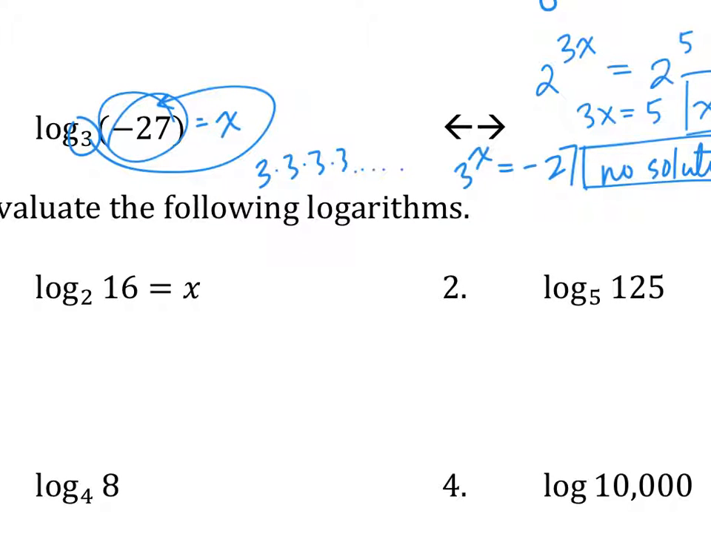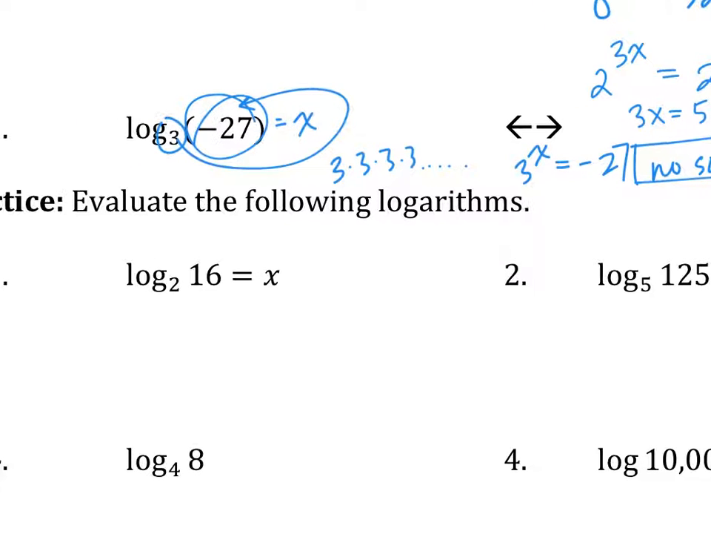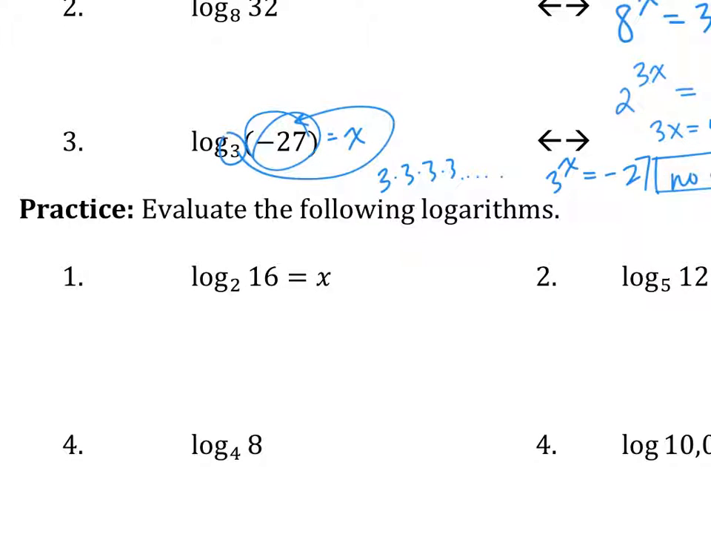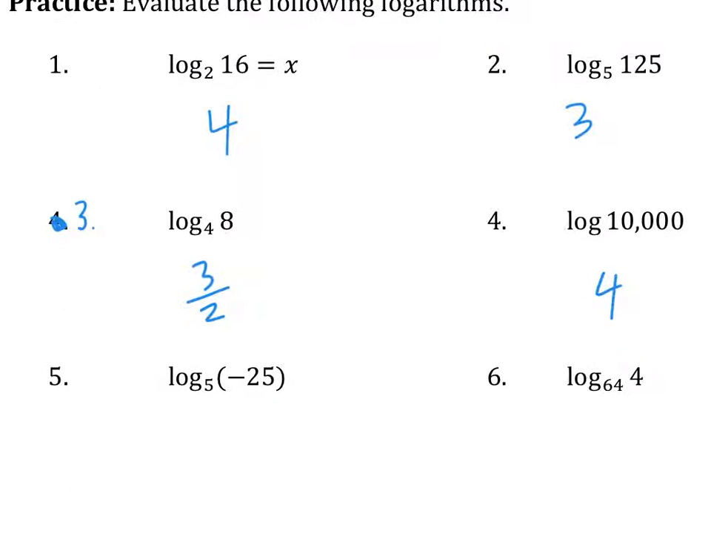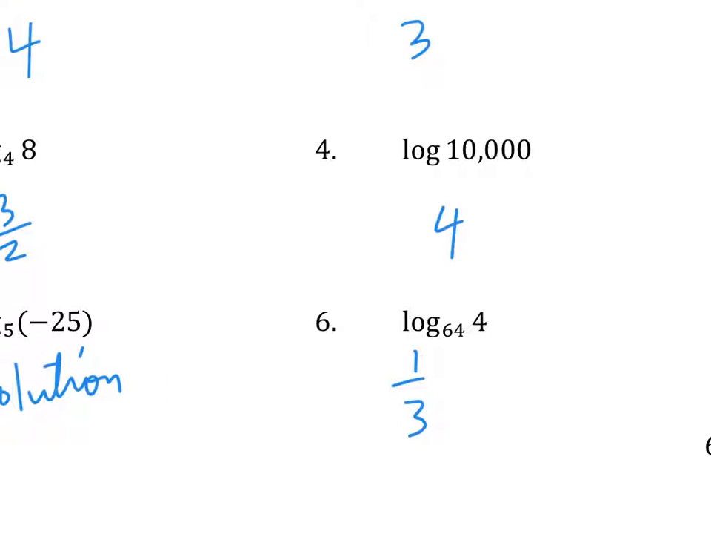All right, let's have you guys do 1, 2, 3, 4. Oh, I'm sorry, that's 1, 2, 4, 4. Number 1 is 4. Number 2 is 3. Number 3 is 3/2. Number 4 is 4. Number 5 is no solution. And number 6 is 1/3. Any questions? Yeah, 6. So 64 to the what is 4? We can change both of them to a base of 4. It might be faster that way. 4 to the 3x is equal to 4 to the first. You got it?